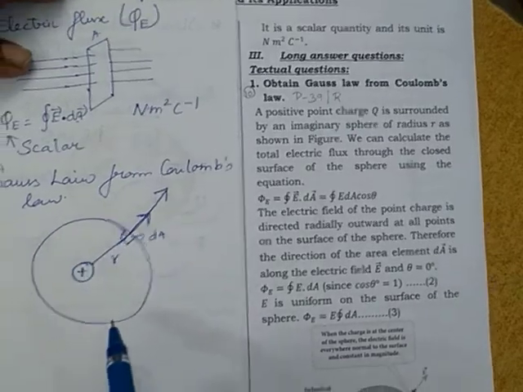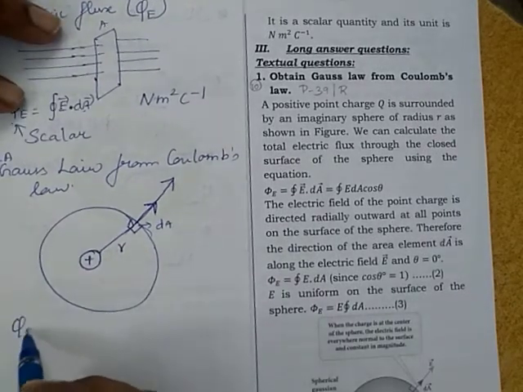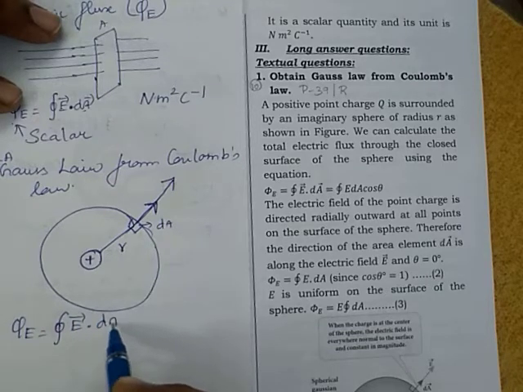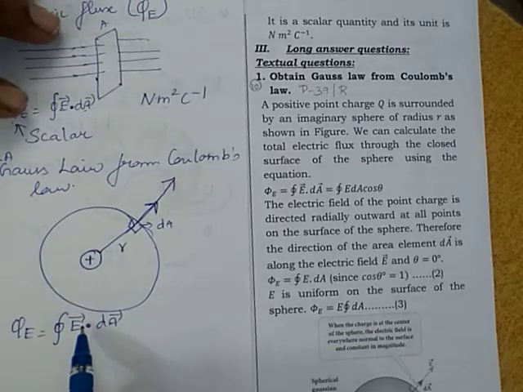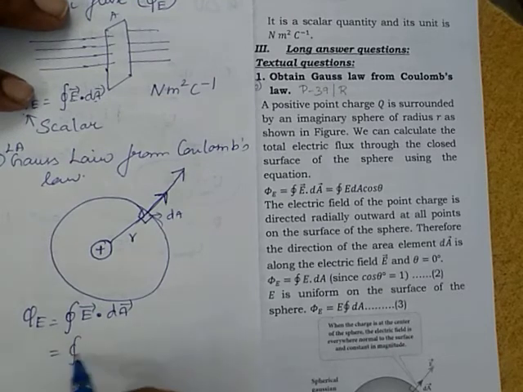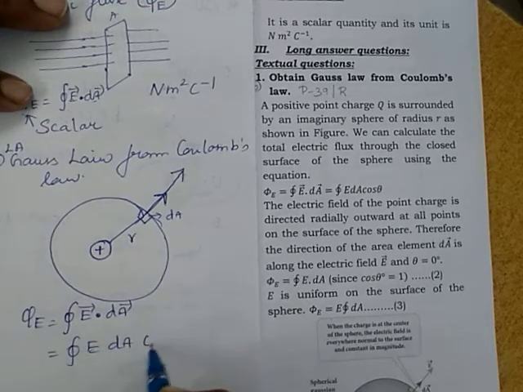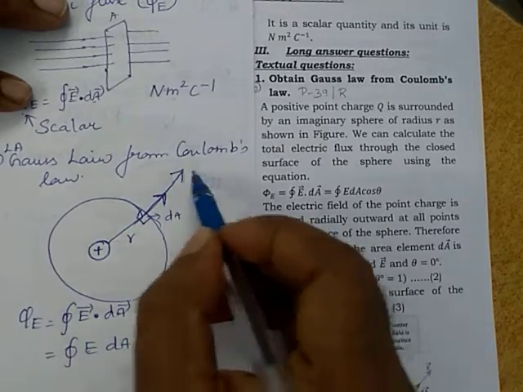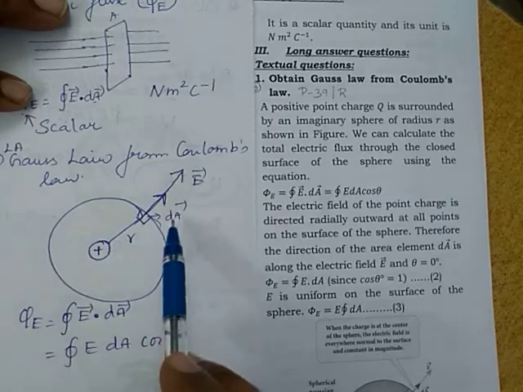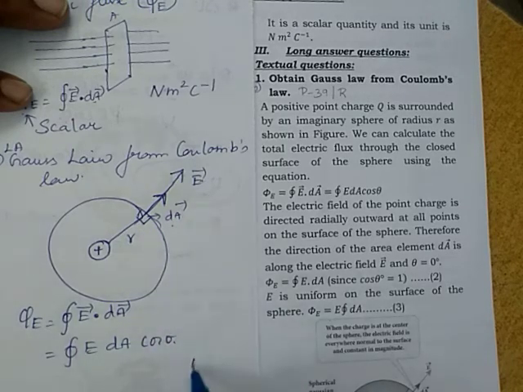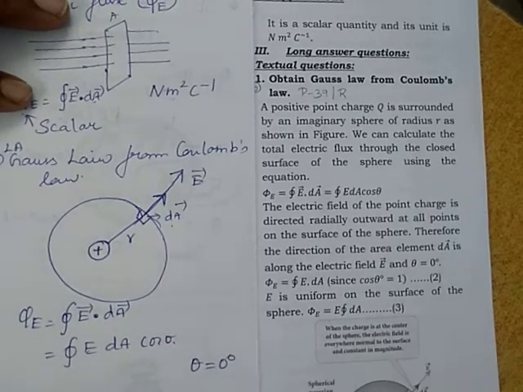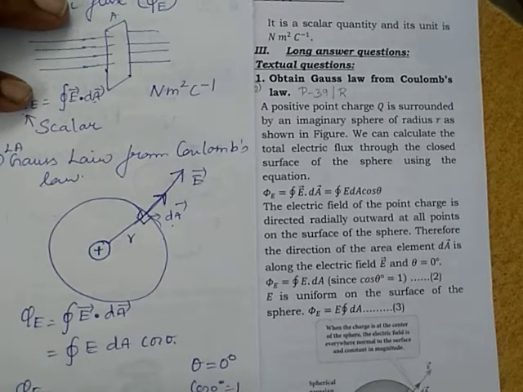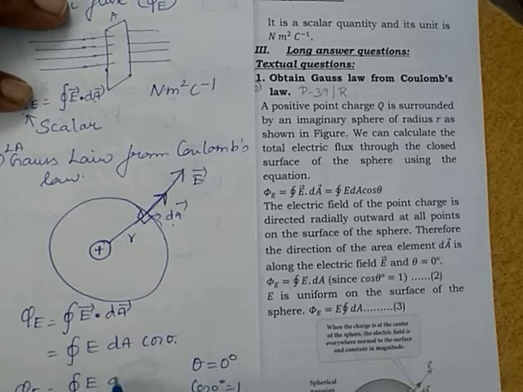We know flux phi is equal to closed integral of E vector dot dA vector. Here it is a dot product of two vectors, so we can write closed integral of E dA cos theta. Here theta is the angle between E vector and dA vector. E vector and dA vector are along the same axis, so the angle between them will be 0. We know cos 0 is equal to 1. So phi is equal to closed integral of E dA.